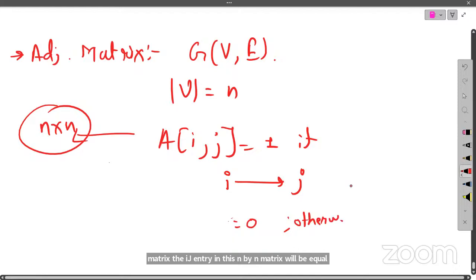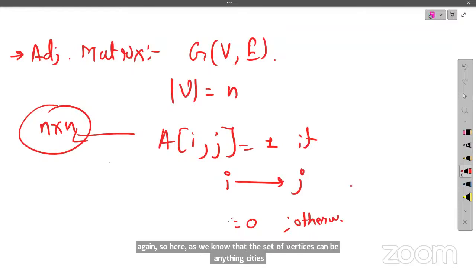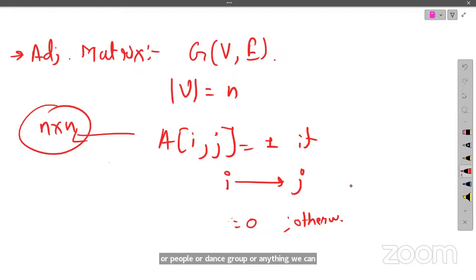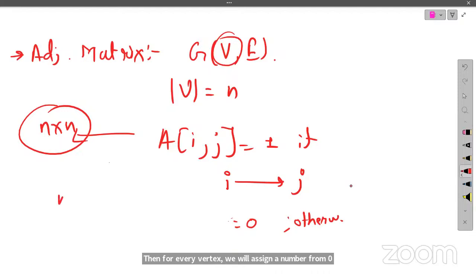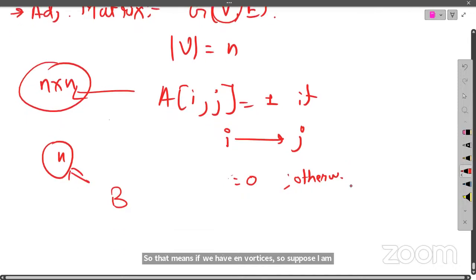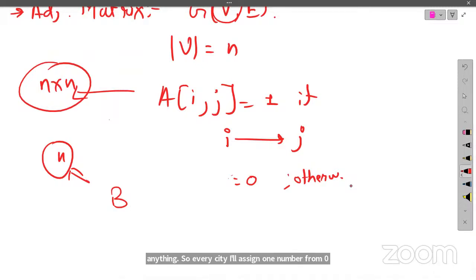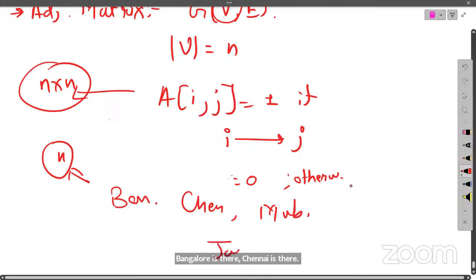And here, as we know, the set of vertices can be anything: cities, numbers, people, dance groups, anything we can take as a set of vertices. So when we come to the mathematical description of a graph, that is, when we talk about the adjacency matrix, for every vertex we will assign a number from 0 to n minus 1. Suppose I am taking 5 cities, let's take Bangalore, Chennai, Mumbai, Jaipur, Delhi, and some other city.